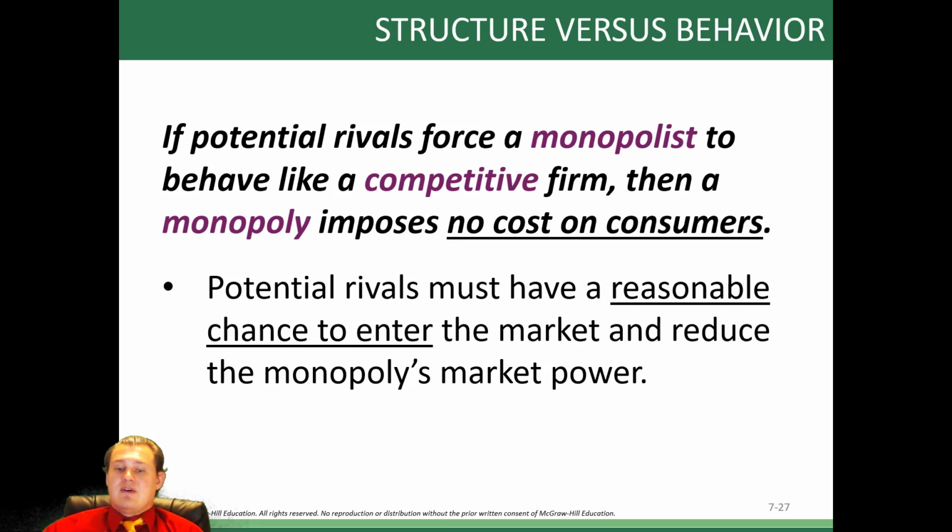So potential rivals must have a reasonable chance to enter the market and reduce the monopoly's market power. If people are able to come in, and at any point they think it's economically viable because of what's going on in that market, then the monopolies tend to behave more normally, because they're like, well, if we go this crazy route, other people are going to jump in on us.